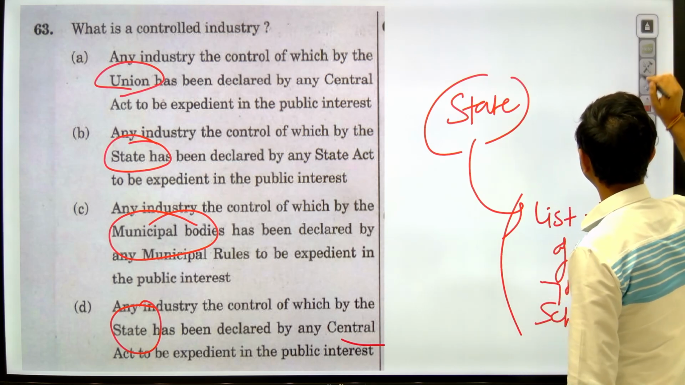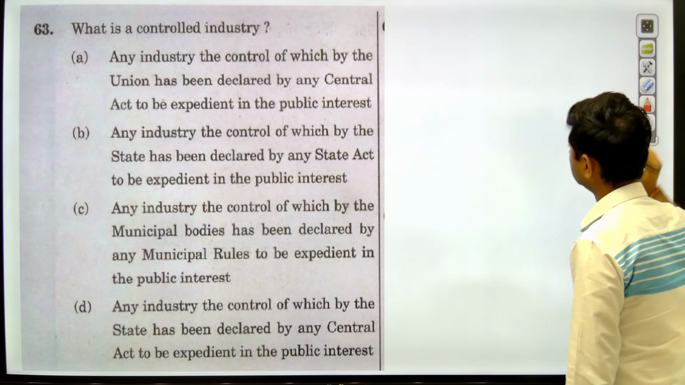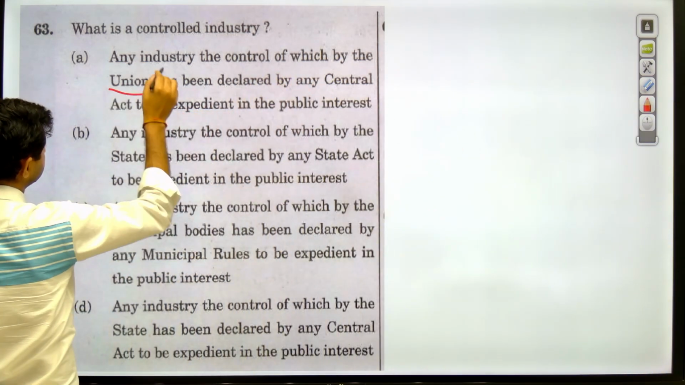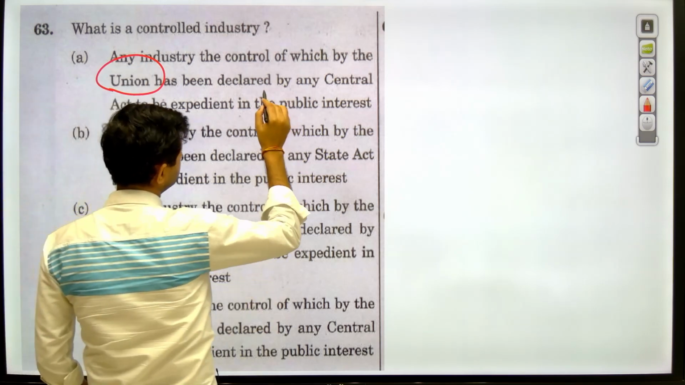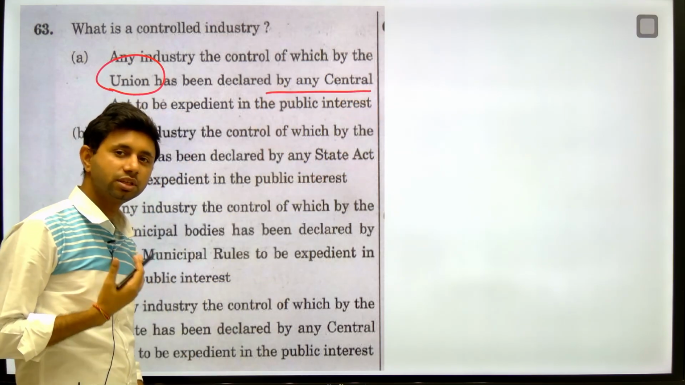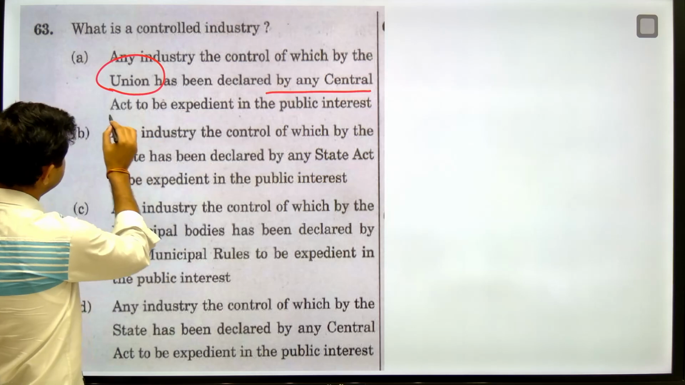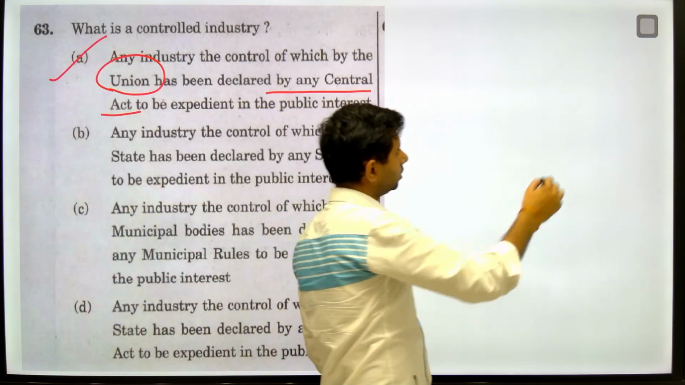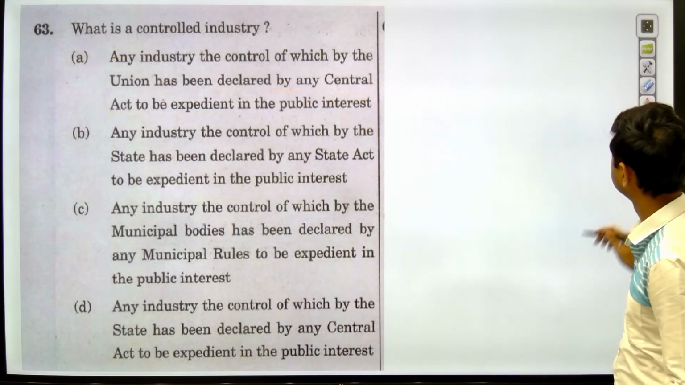So the answer is actually the first one: any industry, the control of which is by the Union government, and the control of which is given to the Union government by any Central Act. Okay, so A will be the right answer. So let's see the solution part also.